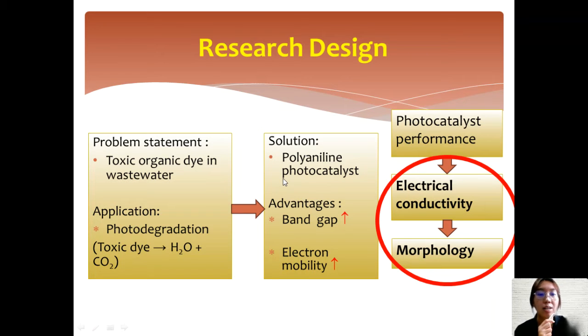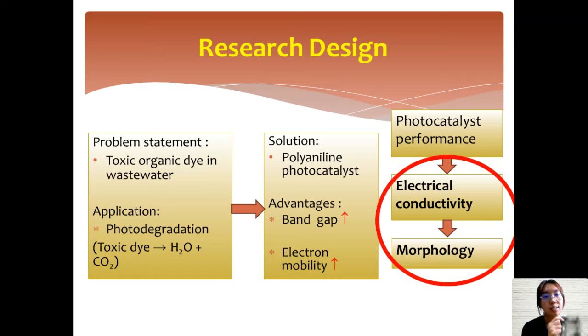And polyaniline will act as the semiconductor catalyst as it can be utilized under visible light because of its low band gap. With different morphologies of polyaniline, it is expected to exhibit different electrical conductivity. With high electrical conductivity of polyaniline, it can enhance the mobility of the electrons and then delay the electron-hole recombinations and generate more radicals, which consequently will improve the photocatalytic degradation of the dye.